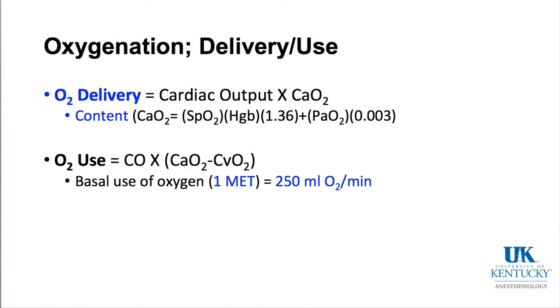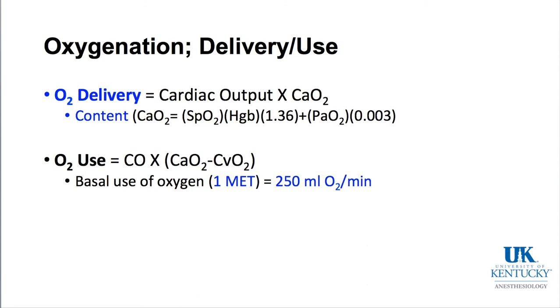Oxygen delivery versus oxygen use. Delivery of oxygen to the tissues is the amount of blood that goes to the tissue times the amount of oxygen that's in the blood that goes to that tissue, which is content. So cardiac output times content is oxygen delivery. And you should be able to calculate content, which is your saturation times the amount of hemoglobin, grams per deciliter, times 1.36 mils of oxygen per gram of deciliter hemoglobin.